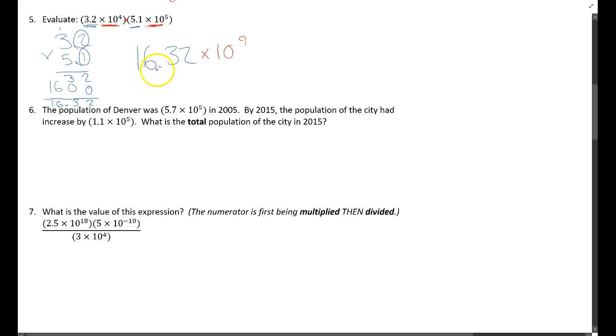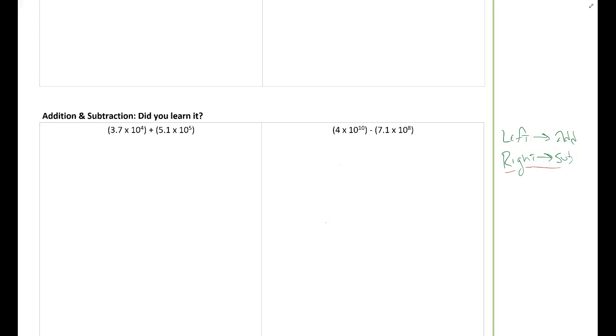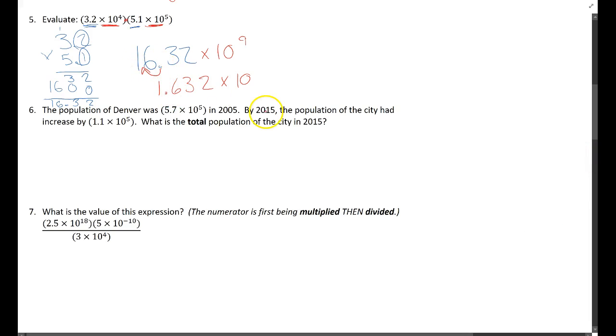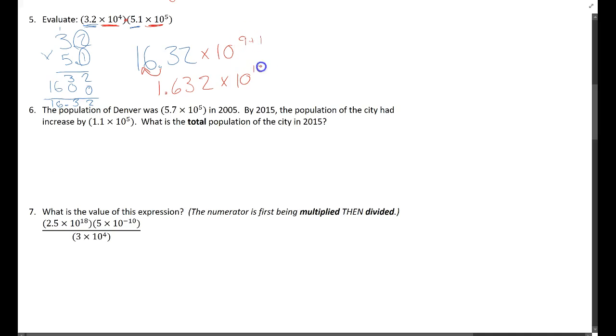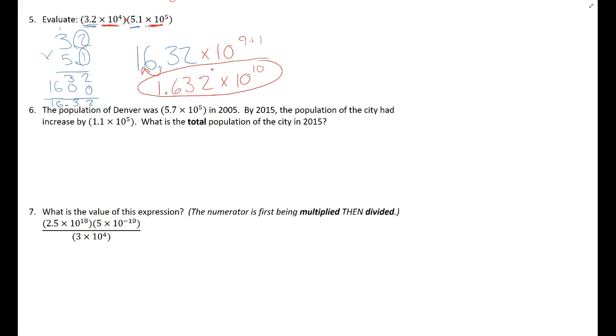However, this is ugly scientific notation. I need to move this decimal such that I only have a number between 1 and 10 in this area. So I end up with 1.632 times 10. And I moved to the left. See, I moved to the left. So I add 9 plus 1, which is 10. So I end up with a final answer of 1.632 times 10 to the 10th. Great.